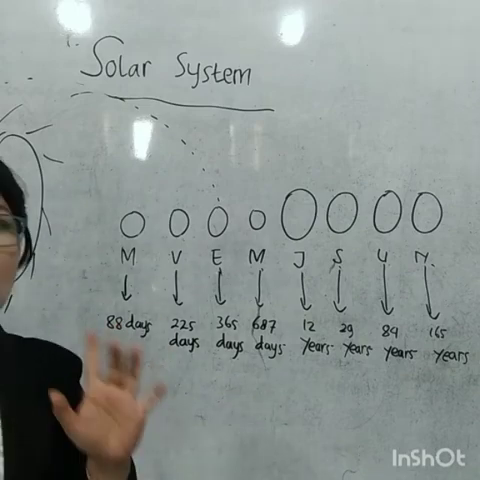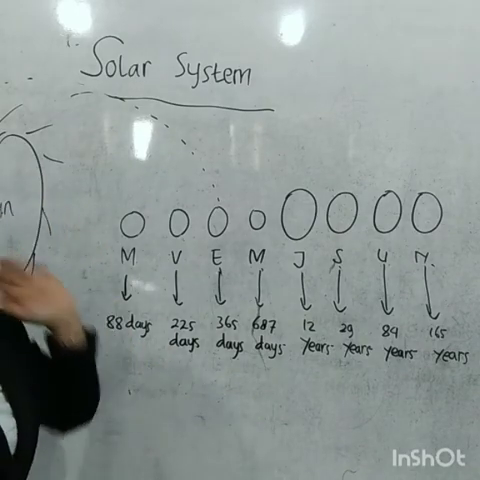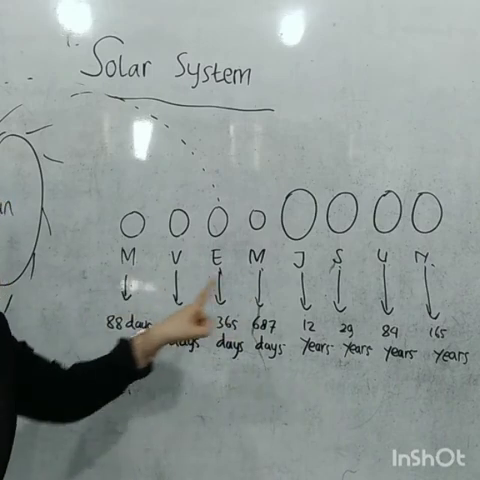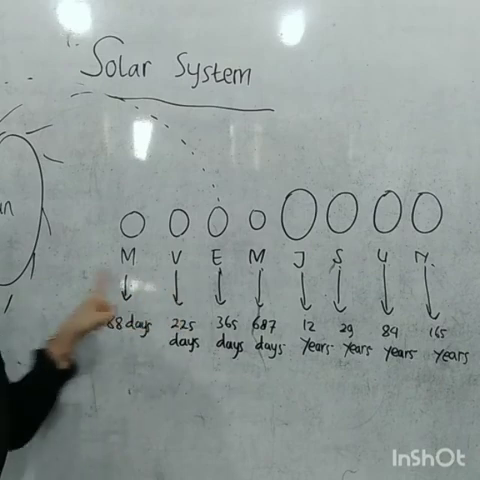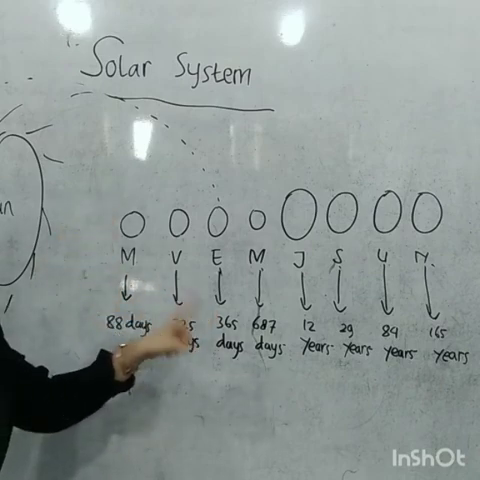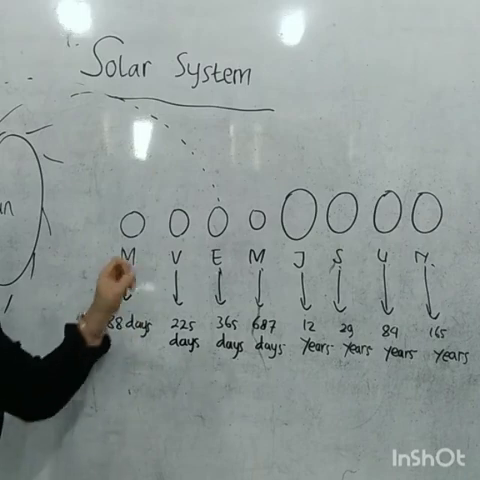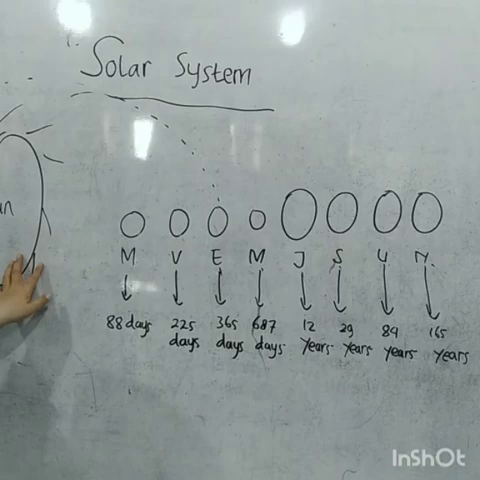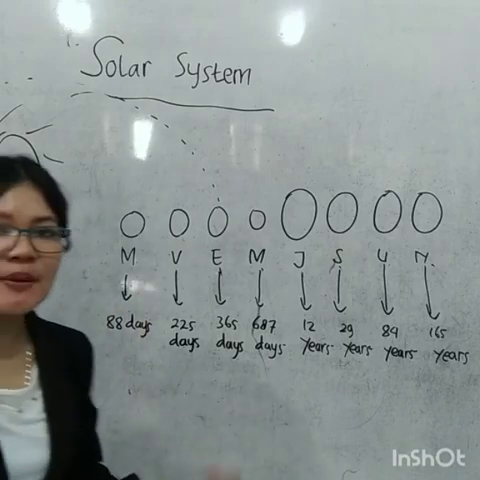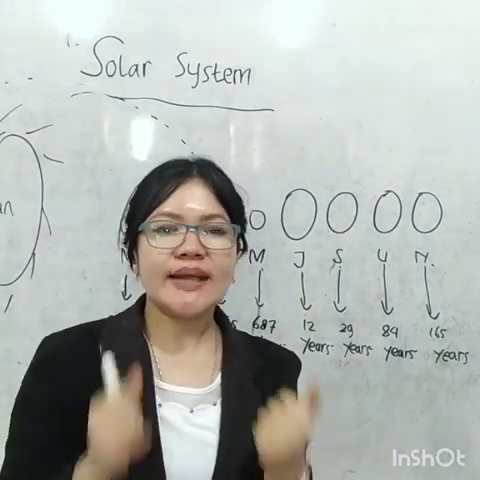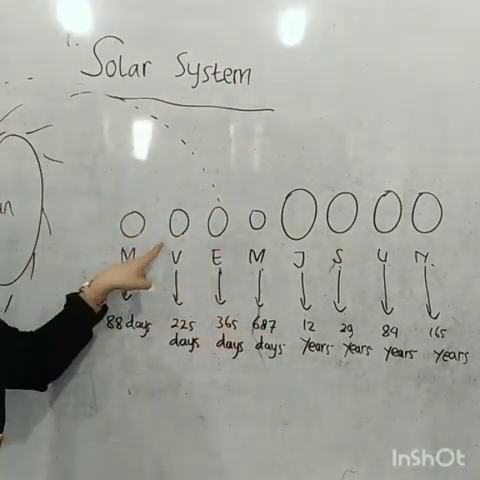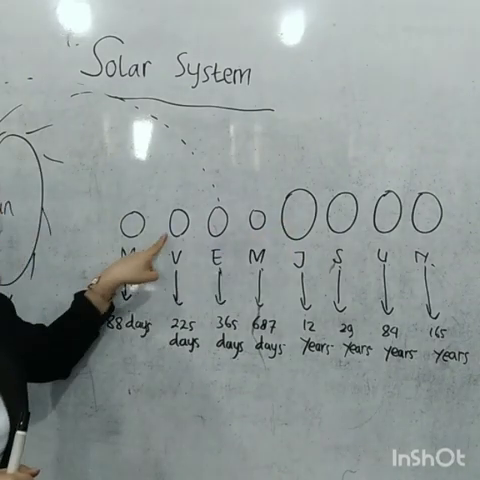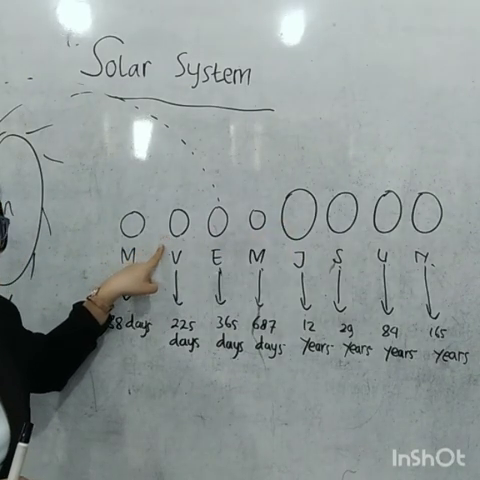Well, Miss Happy also wants to tell you a very fun fact about the planets in the solar system. Do you know which one is the hottest planet in this solar system? Yang paling panas yang mana? Okay, some of you maybe guess Mercury, because we know Mercury is closer to the sun. But the fact is, tetapi faktanya, the hottest one, yang paling panas itu adalah Venus. So from all these official planets, Venus is the hottest.